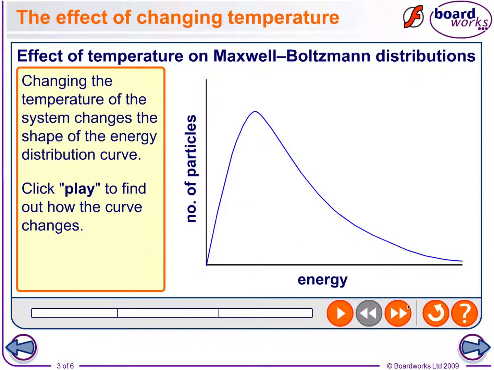Right, okay, so we need to look at the effect of temperature on the Boltzmann distribution. Now if you can cast your eyes at the blue line on screen, you can see this is a standard Maxwell-Boltzmann distribution curve that's been drawn by the PowerPoint. Now if we want to increase the temperature or decrease the temperature, then very, very subtle changes will happen.